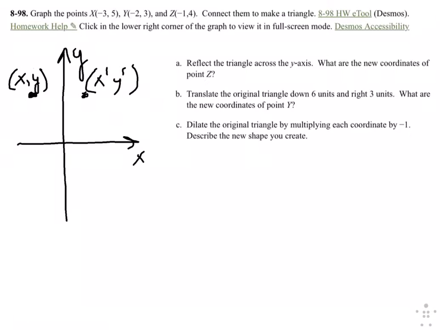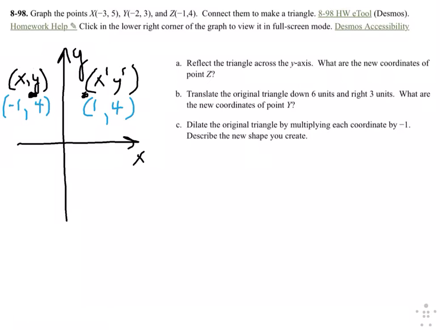The only thing that happens to x is we're taking the opposite of x. If over here we had, let's take a point, let's take z, negative 1, 4. The new y is still 4, but the x is 1. So it's taking the opposite of the x value when you reflect across the y-axis. When you reflect across the x-axis, it's taking the opposite of the y-coordinate.